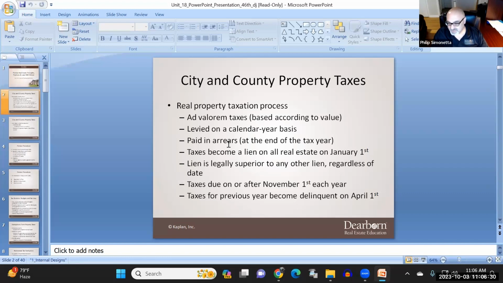Now it doesn't mean anything. The lien's there, and then you have until April to pay it. Once you pay it, the lien goes away. Now, if you don't pay it by April 1st, you're delinquent. Your taxes are late, and then there are fines and things.